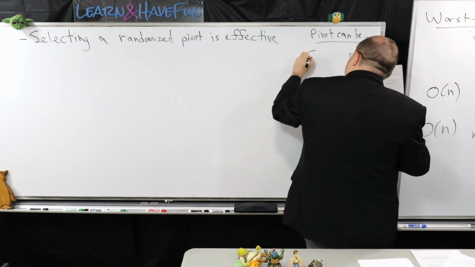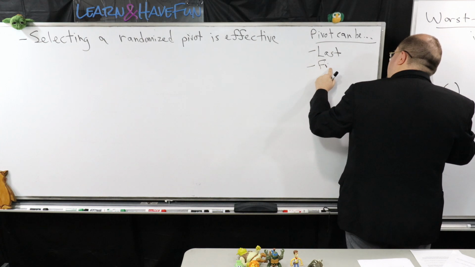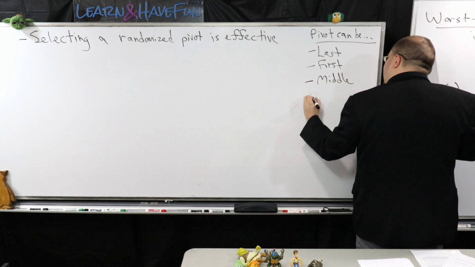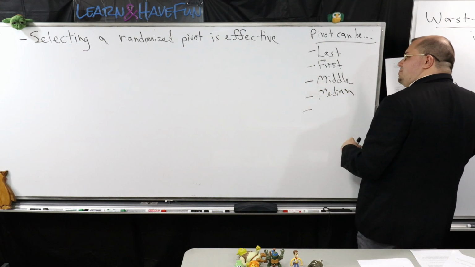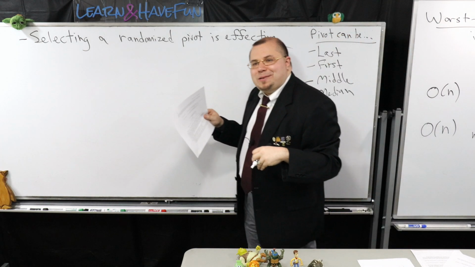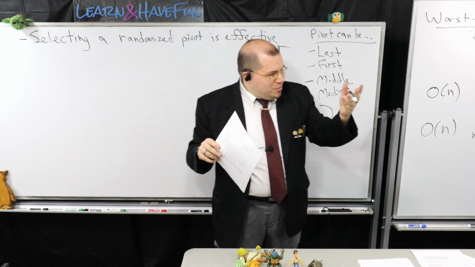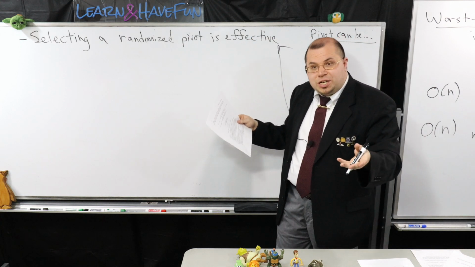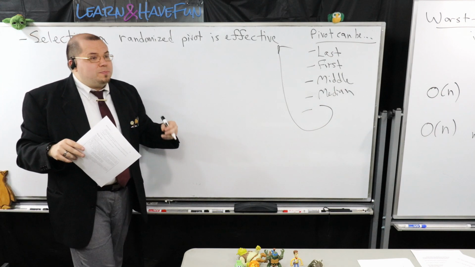the pivot, of course, could be the last element. It could be the first element. It could be the middle element. It could be the median. But there's another option that also exists: picking a randomized pivot. So what you would do is you would take advantage of some randomization. You would use, say for example, a pseudo-random generator, what we call a random number generator, and you would pick the pivot.